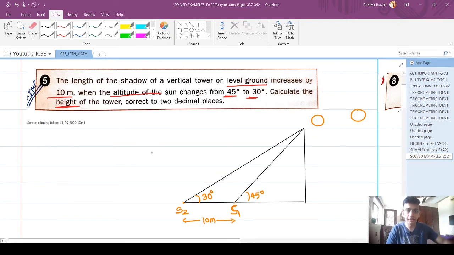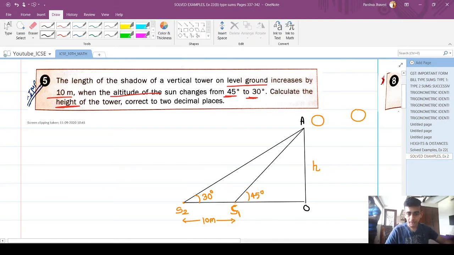What do we have to calculate? Calculate the height of the tower. This is the tower. We have to calculate the height. So our diagram is pretty much ready. Let's just label it. This is O, A, S1, S2.